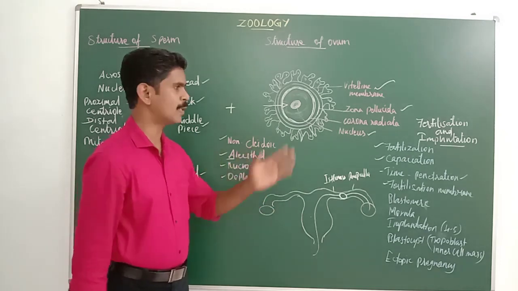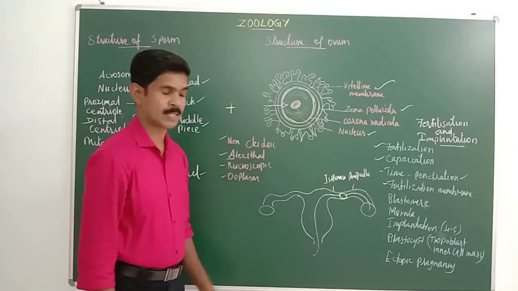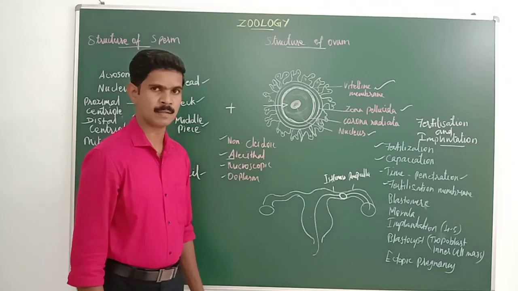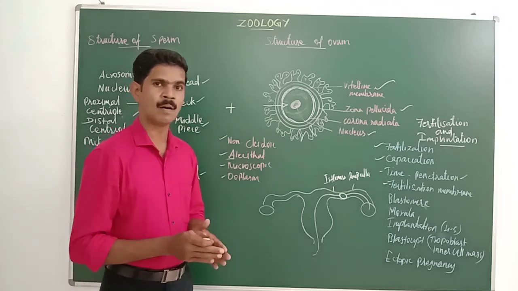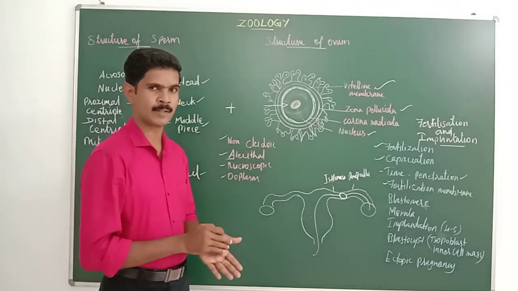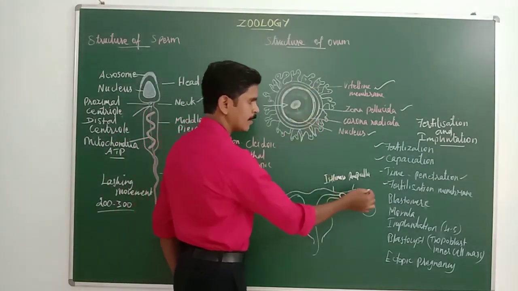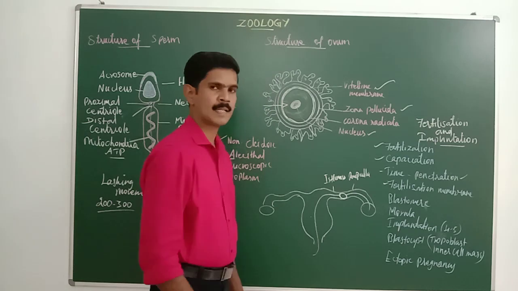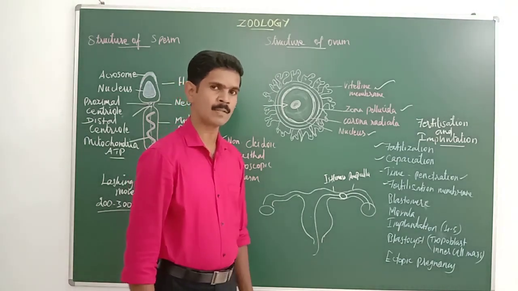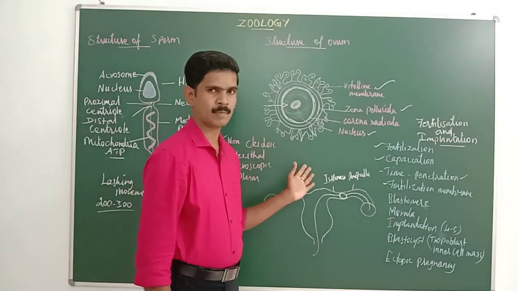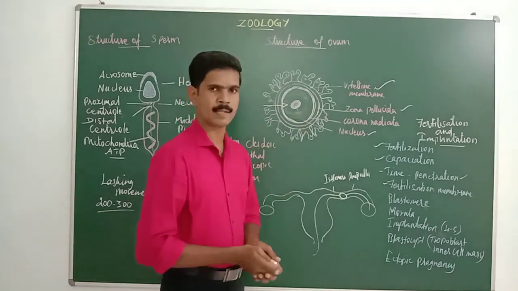So only one sperm can enter inside the cytoplasm of the egg. To prevent the entry of more sperm inside the cytoplasm of the egg, the cytoplasm produces one more membrane, and that membrane is called the fertilization membrane. Okay, now the sperm has entered inside the cytoplasm.